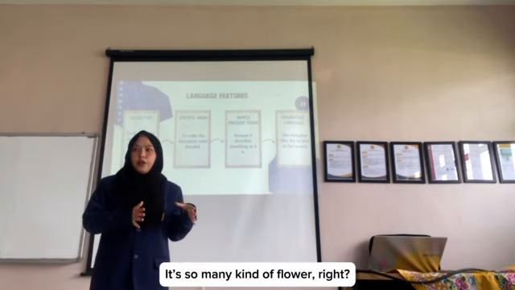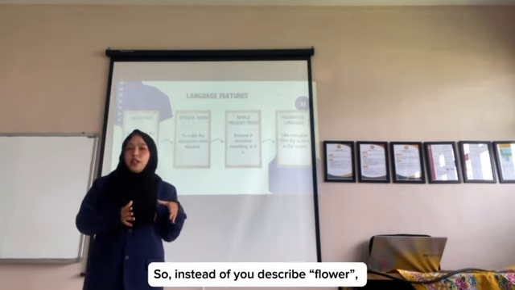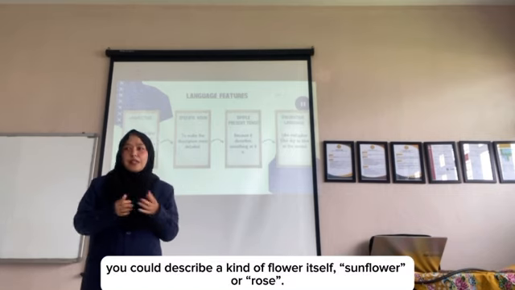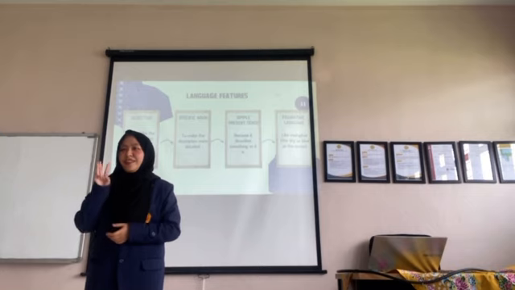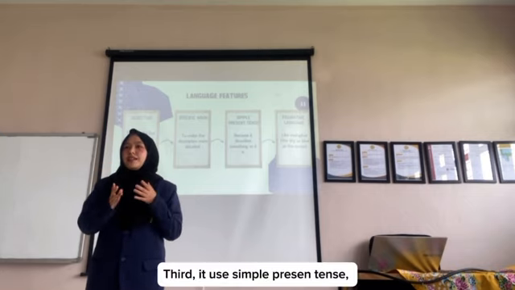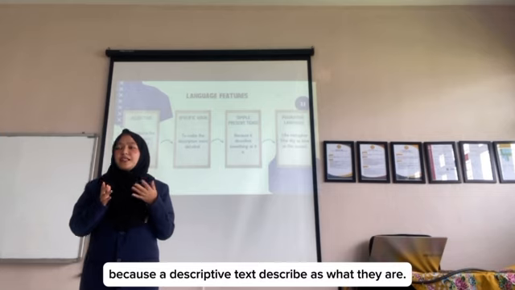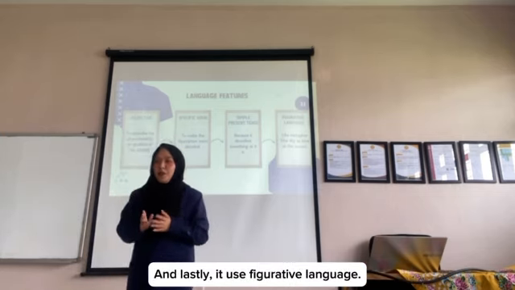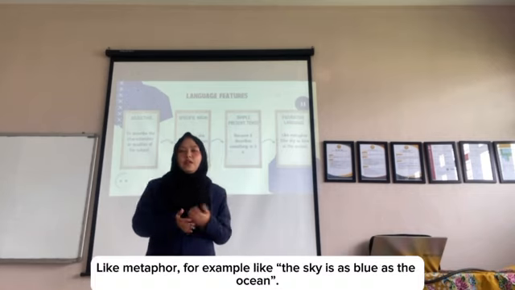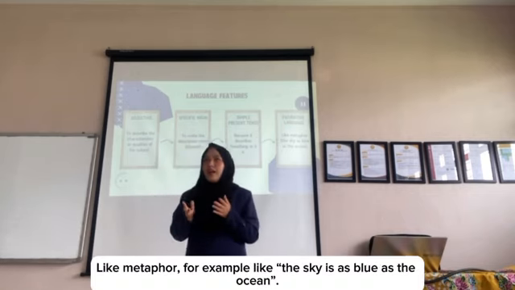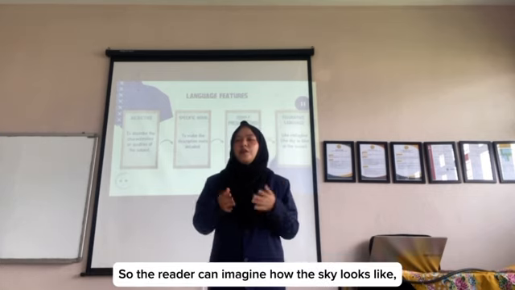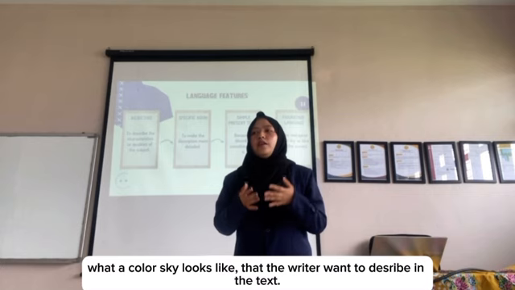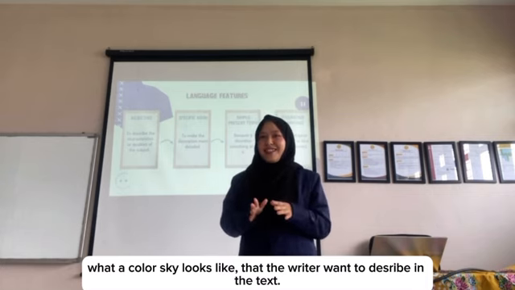There are so many kinds of flowers, right? Flower is too general. So instead of describing a flower, you could describe the kind of flower itself, sunflower or rose, for example. Third, it uses simple present tense because a descriptive text describes what things are. And lastly, it uses figurative language, like a metaphor, for example, the sky is as blue as the ocean. So the reader can imagine what the color of the sky looks like, that the writer wants to describe in the text.